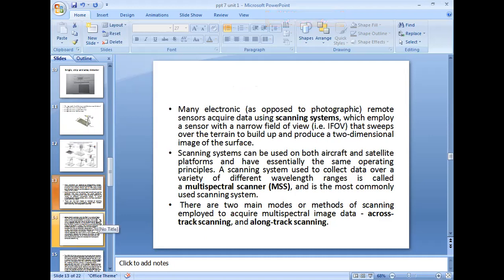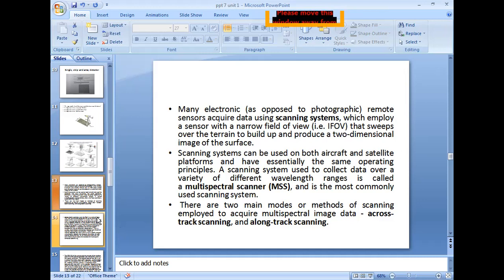Generally, multispectral scanners, in an electronic scanning system, employ a sensor with a narrow FOV that sweeps over the terrain to build up a two-dimensional image of the surface. Scanning systems can be used on both aircraft and satellite platforms and have essentially the same operating principles. A scanning system used to collect data over a variety of different wavelengths is called multispectral data, MSS.